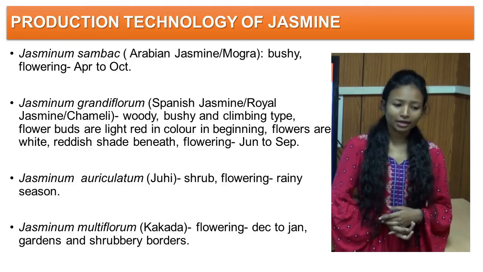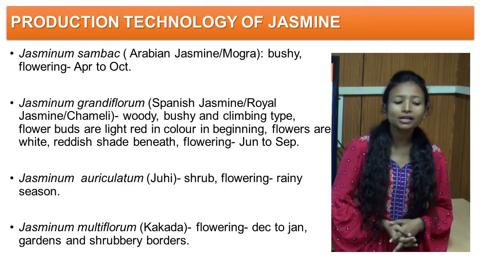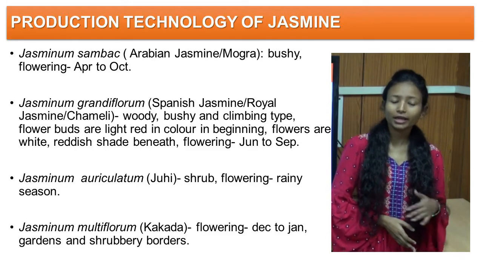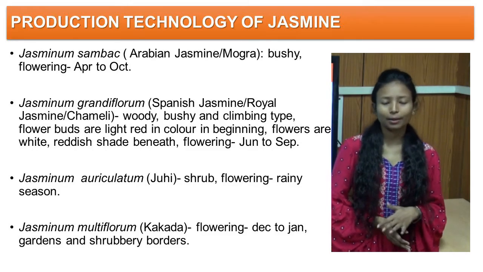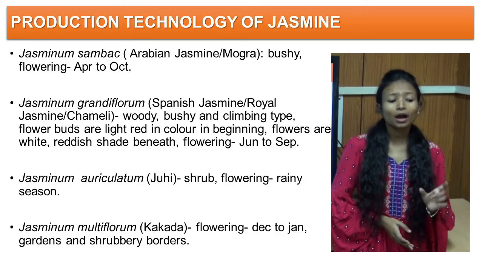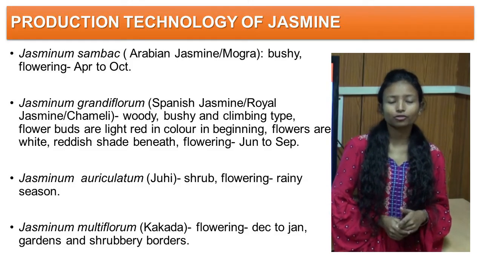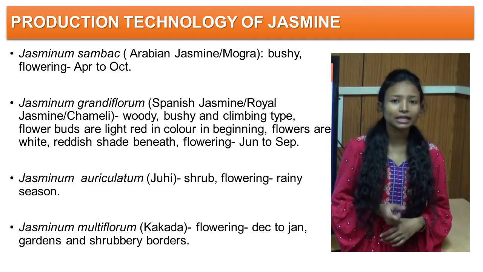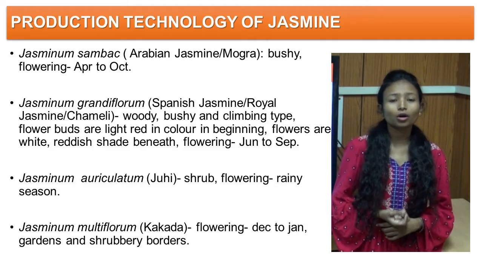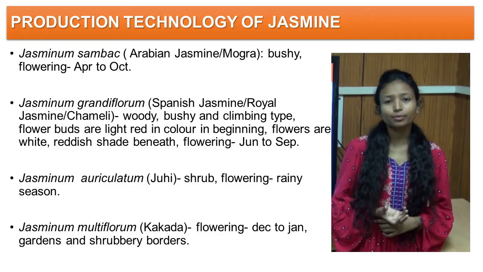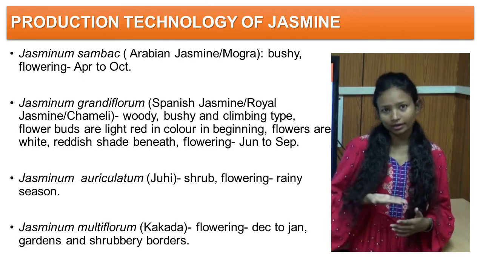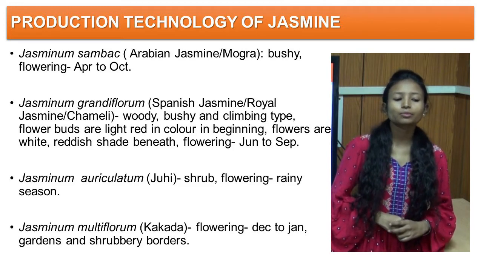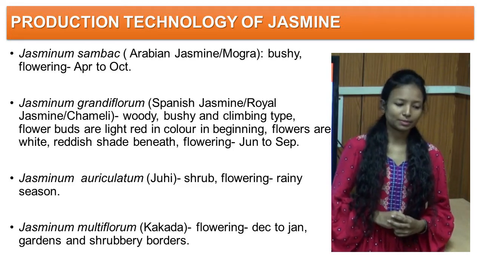Second is Jasminum grandiflorum. It is commonly known as Spanish jasmine and it is woody in nature. They can be either bushy or climbing type. In the case of Jasminum grandiflorum, the buds when they are young have a red tinge, and when they open, although the bloom is white, they have a red tinge underneath the flower. The flowering time for Jasminum grandiflorum is June to September.